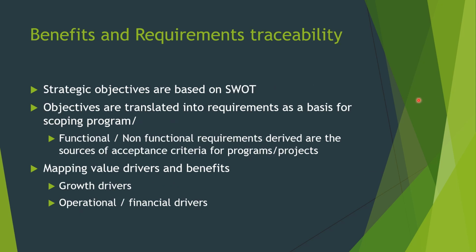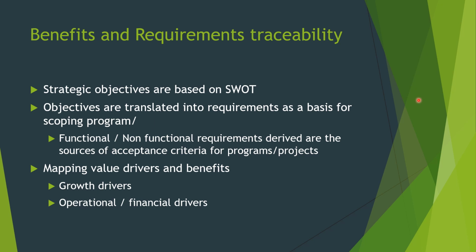So let's get to the next section, which is benefits and requirement traceability. We need to understand how the benefits and requirements are traced to each other, and how the value drivers are mapped to the benefits. Strategic objectives are based on the SWOT analysis. The strengths and weaknesses are internal, opportunities and threats are external. So strategic objectives are based on internal and external factors, right? Based on the SWOT analysis, objectives are translated into requirements as a basis for scoping the program or project.